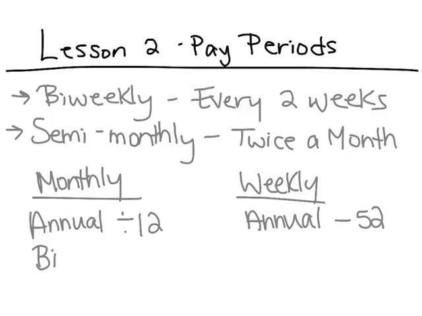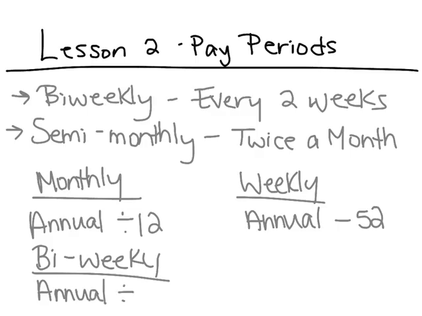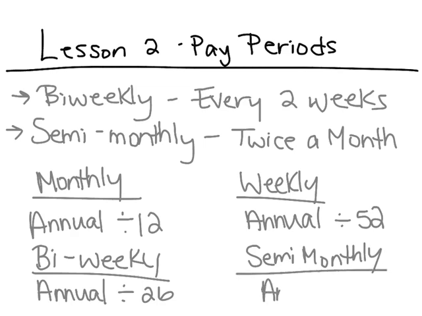To find bi-weekly, you're going to take annual salary, and now when you divide it, you want to do every 2 weeks. So that's going to be half of 52, which is 26. And semi-monthly means you're getting paid 2 times every month. So you take your annual salary and you divide it by twice as many months, which is 24. So these are really important to remember, and to remember the difference of how to find them.